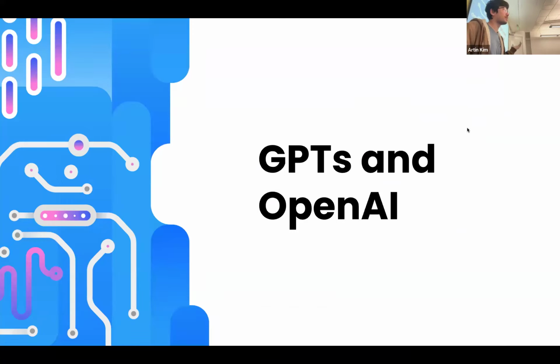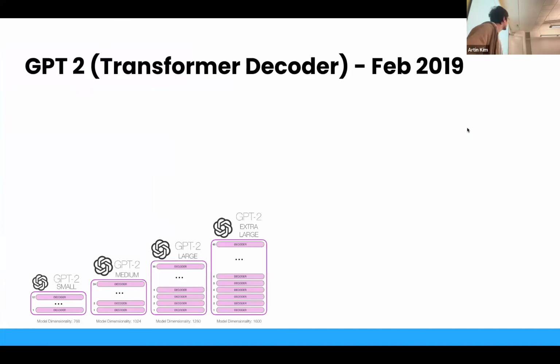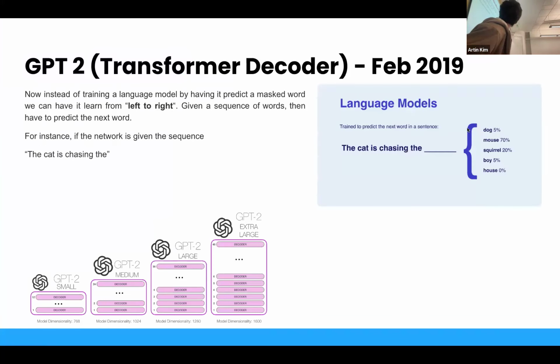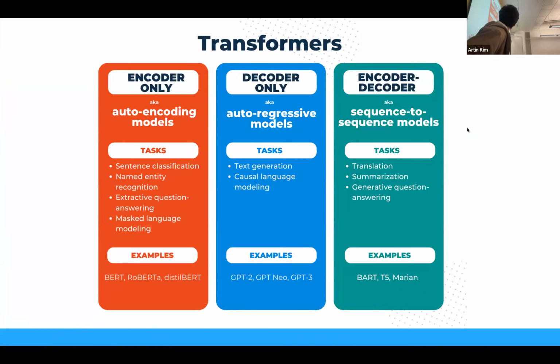Okay, this is the big one that everyone cares about: GPTs and OpenAI. ChatGPT stands for Generative Pre-trained Transformer. Now, instead of the encoder, we're just focusing on the decoder part of the transformer. The idea is you're just predicting the next word. We're keeping it high level for now. Here's a little comparison: with an encoder, you can encode and extract stuff. With a decoder, you can generate stuff. Great.